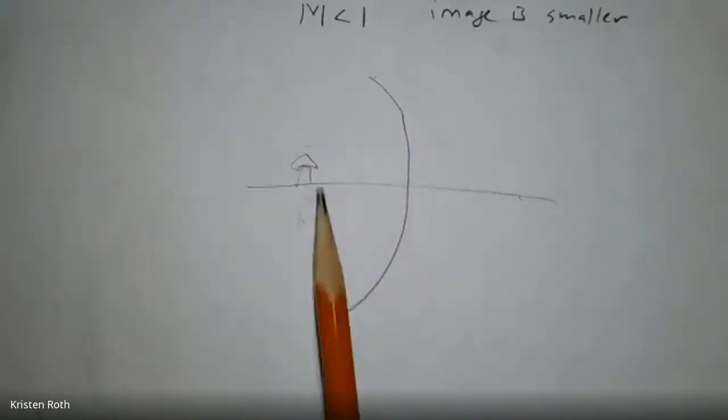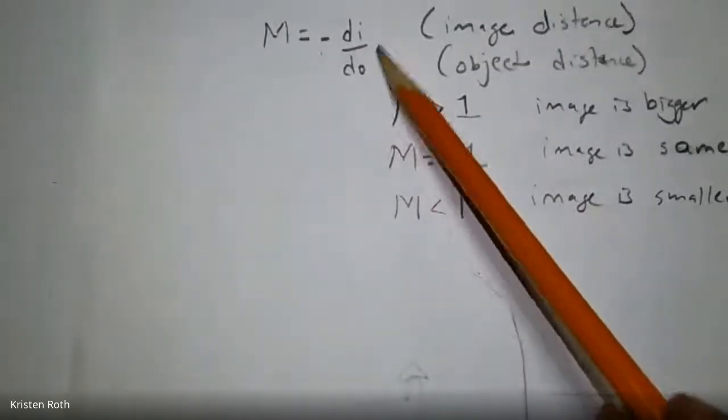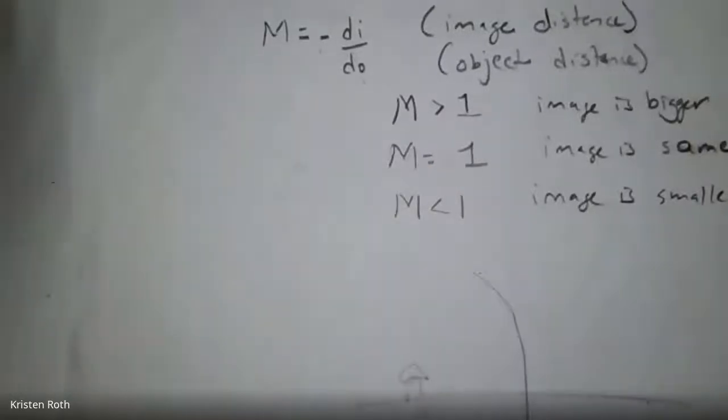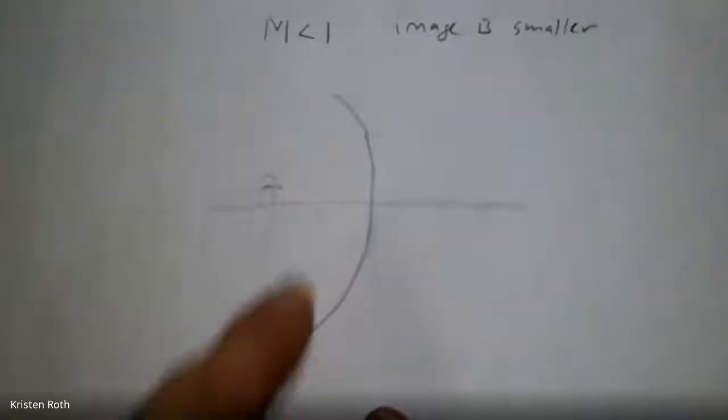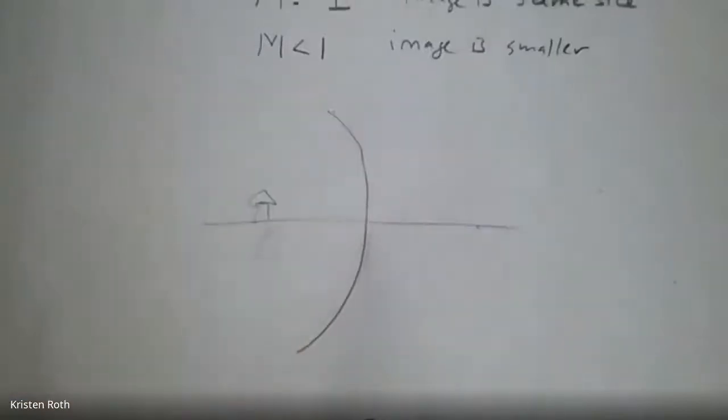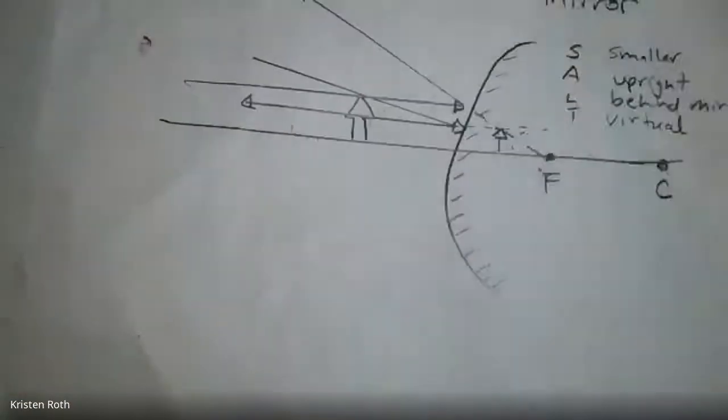As long as you remember that your di over dou is negative, you're good. But also remember that sometimes you're going to get answers that have a negative, and that's right. Depending on where the distance is or where the height is, if it's inverted or not, you could end up with a negative.